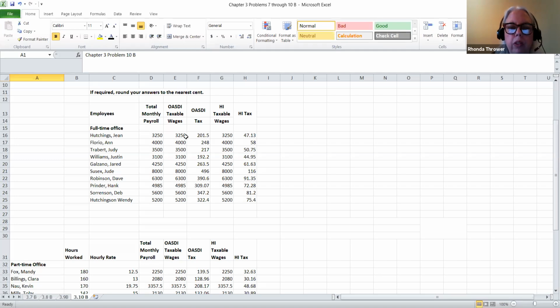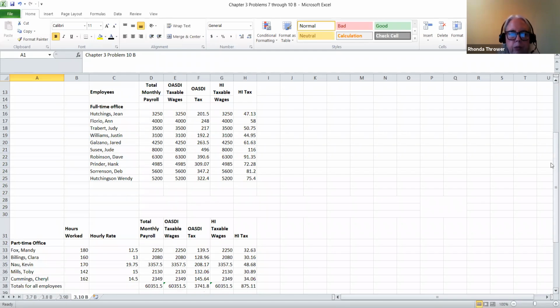We're going to take the monthly amount of wages for HI taxes, which is the same amount, and we're going to multiply that by 1.45% to get the HI tax. Remember, there's no ceiling that we have to worry about for HI taxes. However, there is a ceiling for OASDI taxes that we have to watch out for. And in this company, none of the employees went over that ceiling, so we simply are multiplying by our tax rates.